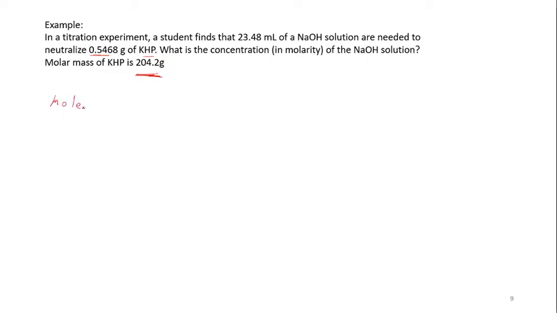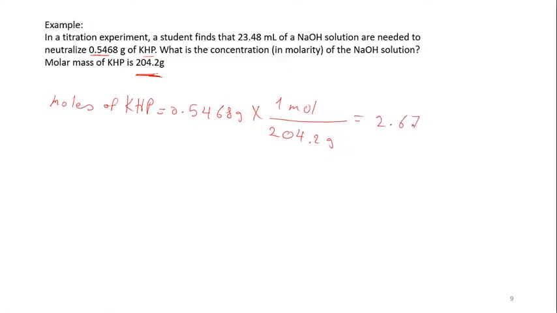So moles of potassium hydrogen phosphate would be equal to 0.5468 grams multiplied by, for each 1 mole of potassium hydrogen phosphate, 204.2 grams of potassium hydrogen phosphate. This would be equal to 2.678 multiplied by 10 to the power minus 3 moles.